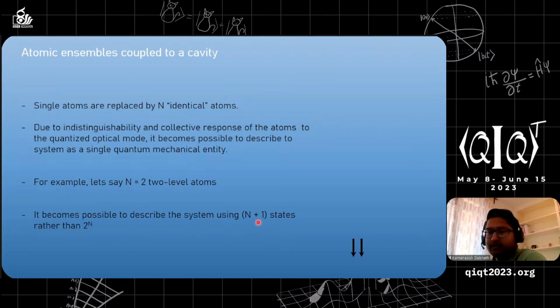So if you have two atoms, the ground state would be both atoms in the ground state. Then the first excited state will be one atom in the excited state and one atom in the ground state. But since they are indistinguishable, you cannot really tell which atom is in which state. And the top excited state will be both atoms in the excited state. So you can see that the number of states becomes n plus 1. So there are 3 states, because these two are indistinguishable, instead of 2 to the power n, which would be the case if you have two independent atoms.